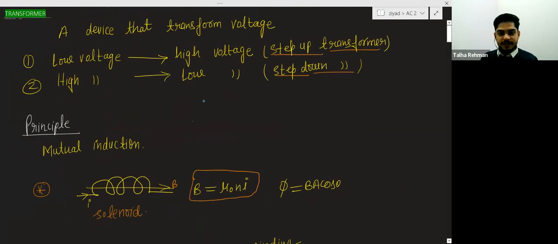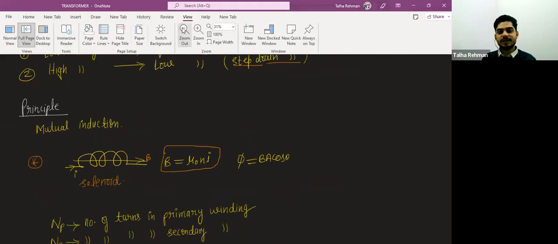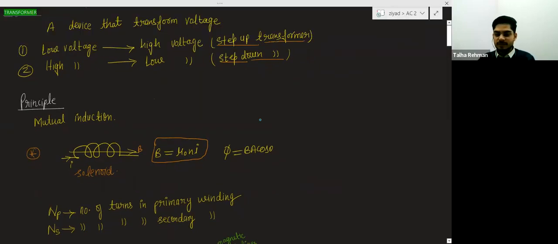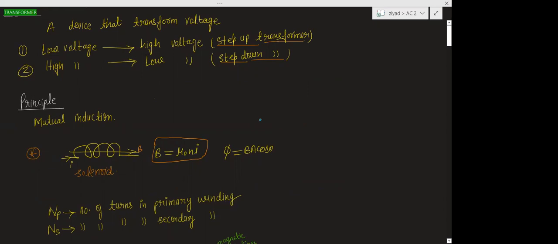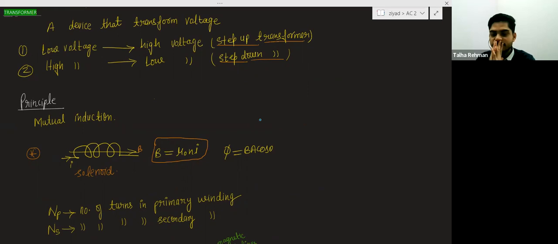Okay, now you can take the screenshots, and if you have any doubt you can ask me. I have tried my best to explain the transformer.